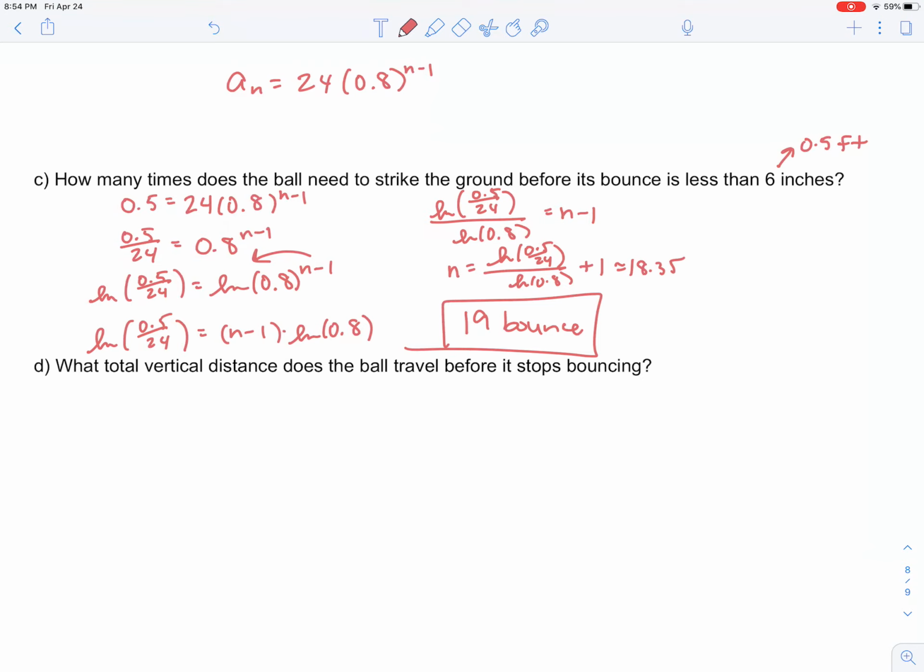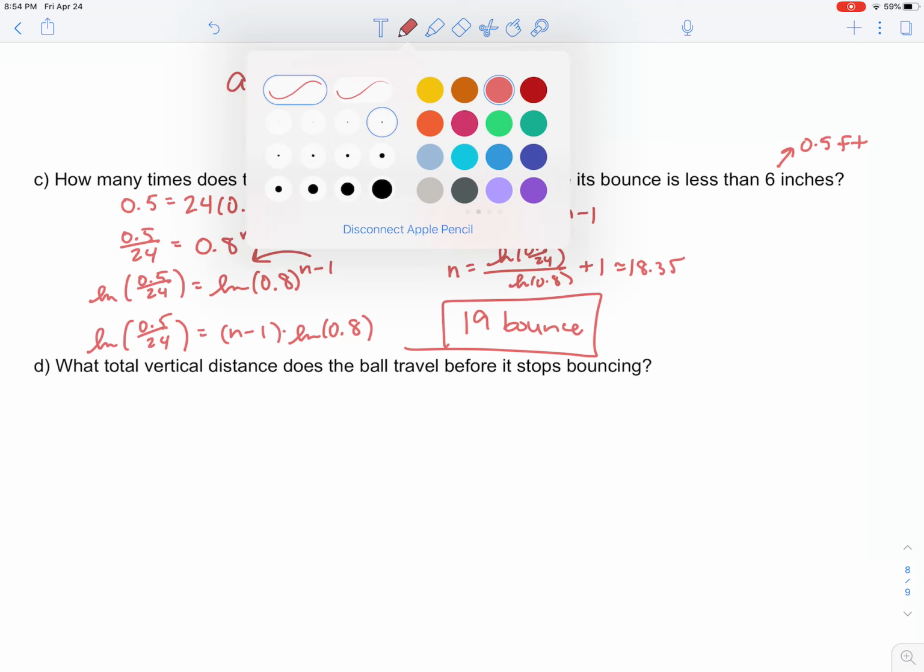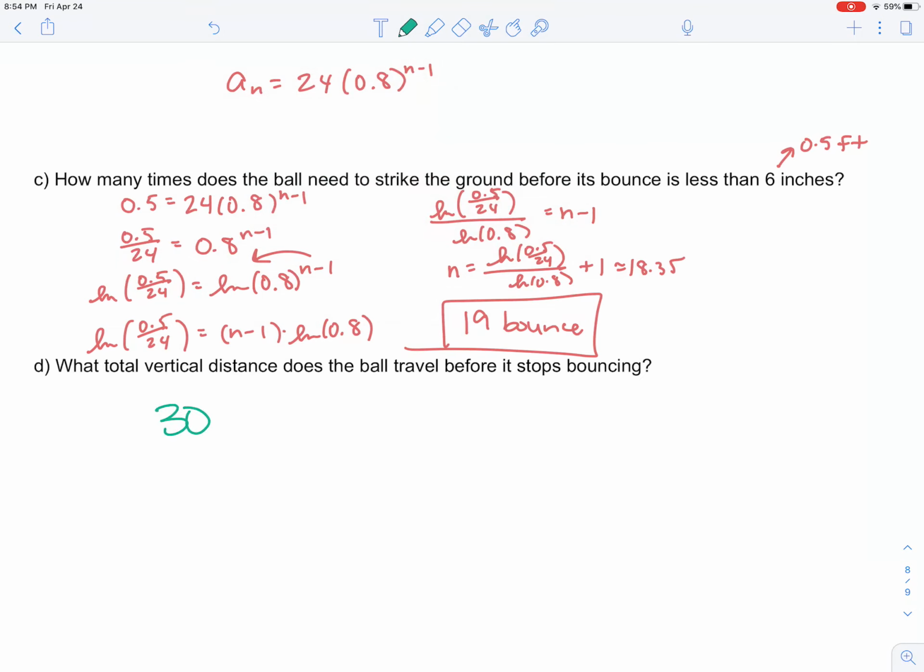What total vertical distance does the ball travel before it stops bouncing? So first of all, we know that when you drop it, it falls 30 feet. Plus, now all the bounce heights after that. So that would be the first term, a sub 1, divided by 1 minus the common ratio. So that would be 30 plus 24 divided by 0.2. So that is 30 plus 120. So 150 feet is the total it travels.